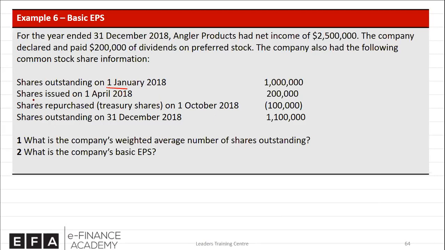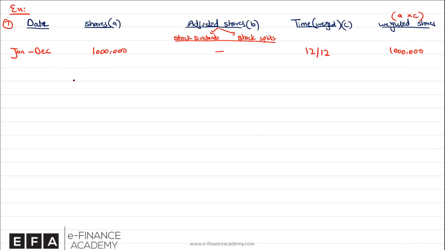The next transaction is shares were issued on 1st of April. So it's an important date. Shares were issued on 1st of April. That increased the number of shares. So let's go down. How many shares were issued? 200,000 shares were issued on 1st of April. So we are going to include April as well. We're going to count from April until the end of the year.